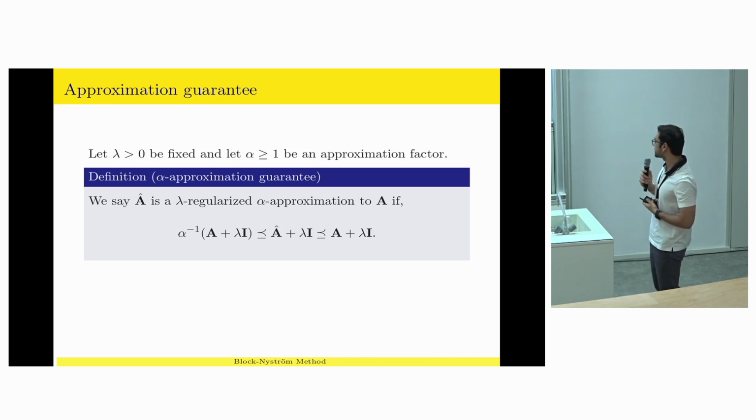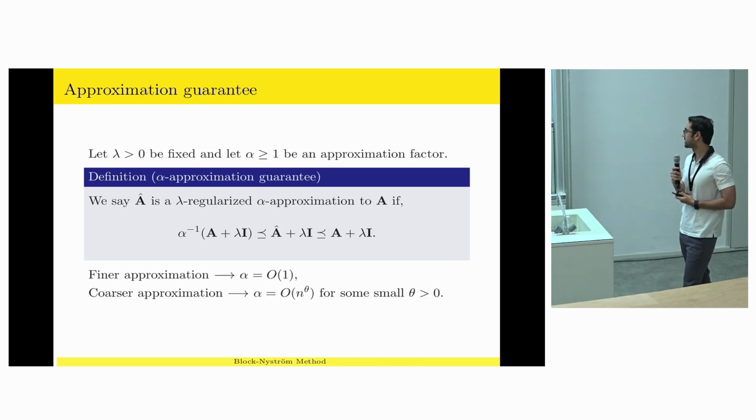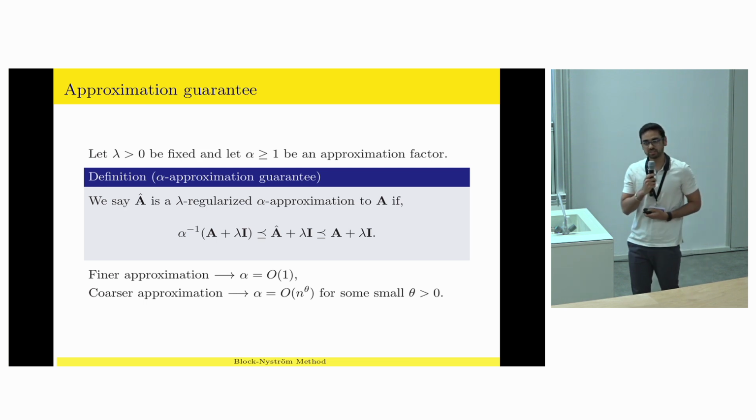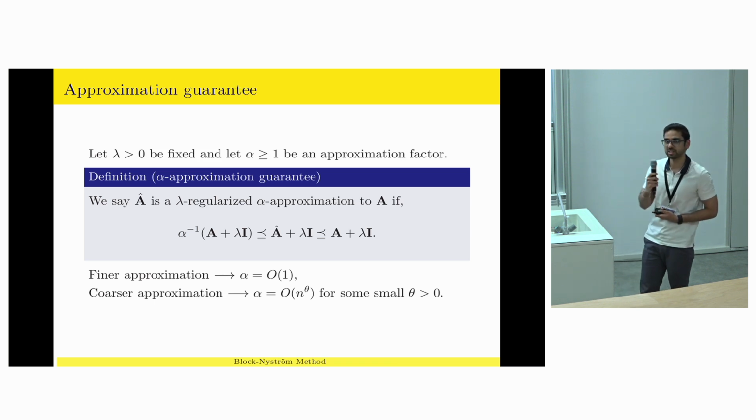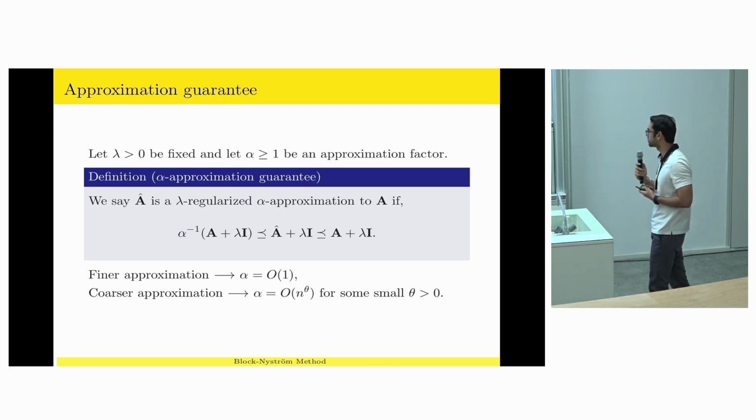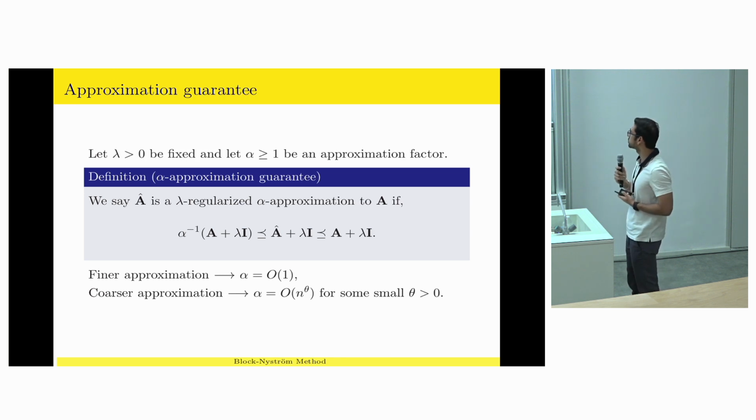Now, alpha here is controlling the approximation quality. That means if I take alpha to be O(1), then I'm constructing a very fine approximation to A. And if alpha is n raised to some exponent theta, maybe theta is very small, we are considering a very coarse approximation to A.